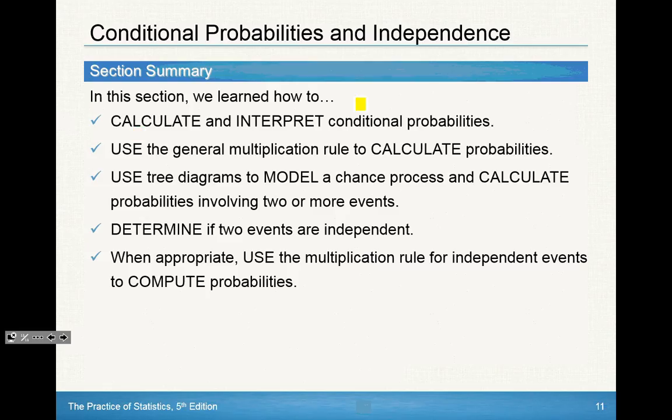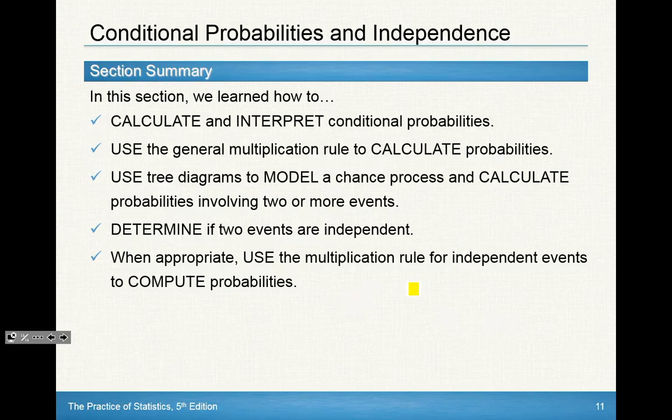So in this section, we should have learned to calculate and interpret conditional probabilities. Remember again that conditional probabilities are finding the probability of something happening given that something else has already occurred. So we've got that second event that we're depending on, and that's why it's called conditional probability. We use the general multiplication rule to calculate probabilities. Generally speaking, we can multiply the probability of 2 events together and then use tree diagrams to model a chance process and calculate probabilities involving 2 or more events.